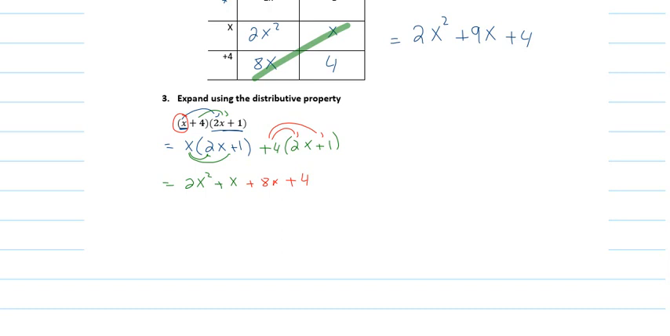Then I use the distributive property, so I multiplied the x by each term inside the bracket. Okay. And now I'm going to collect like terms. So my like terms are these two. 2x squared is going to stay the same. x plus 8x gives me 9x, plus 4.